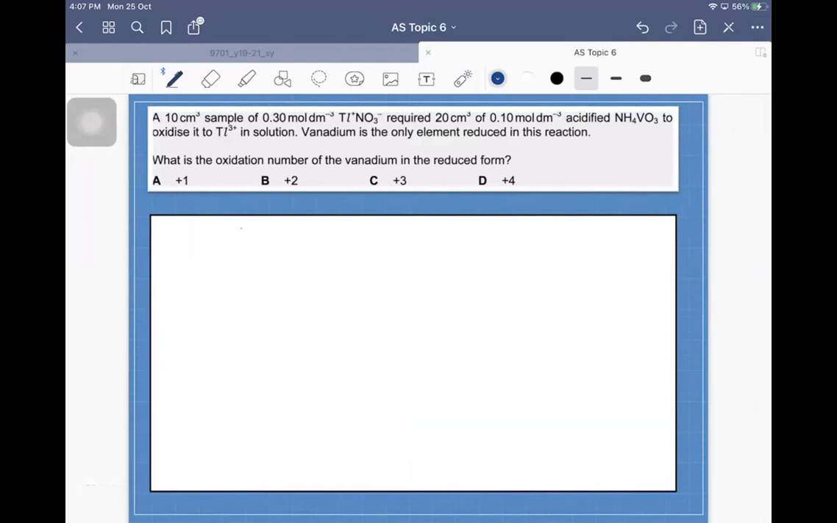A 10 cm3 sample of 0.30 mol per dm3 of thallium TlNO3 required 20 cm3 of 0.10 mol per dm3 of acidified ammonium VO3- to oxidize it to thallium 3+. Vanadium is the only element reduced in this reaction. Okay, so what's happening here? The easiest way is to start with half equation first.